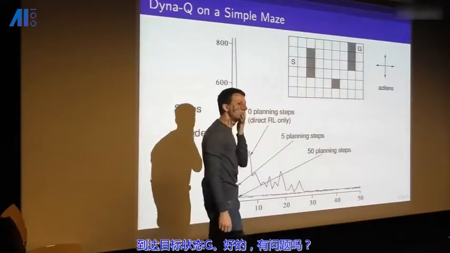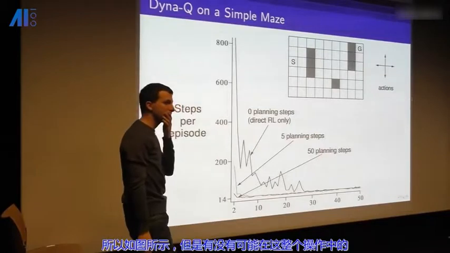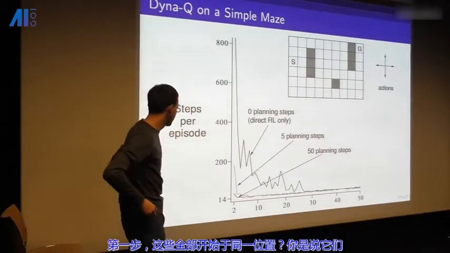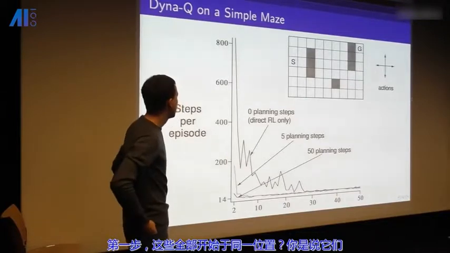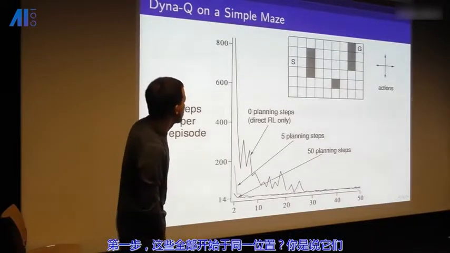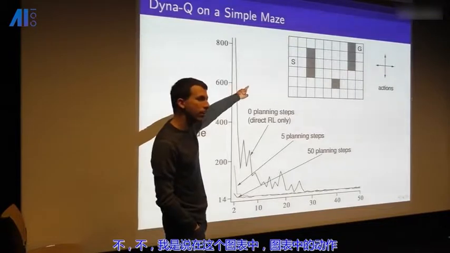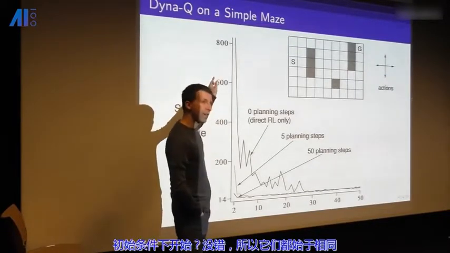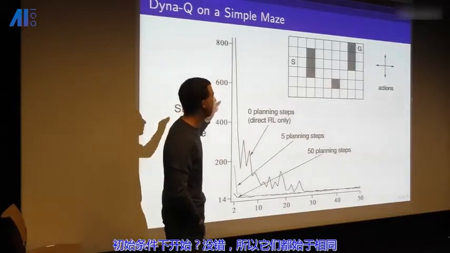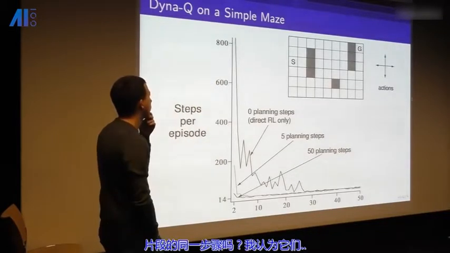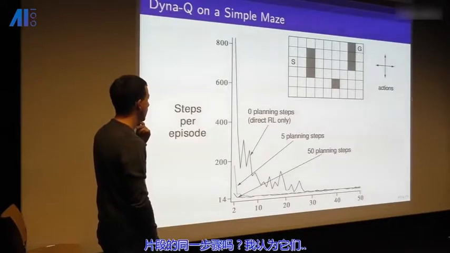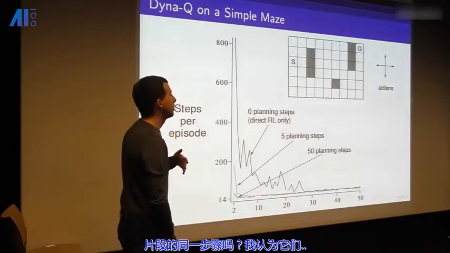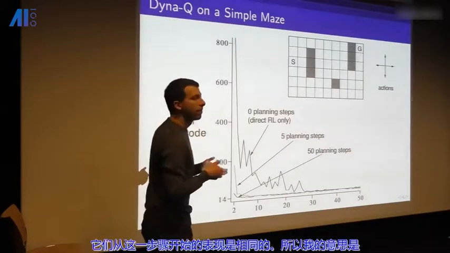Yeah, question? It's not actually shown on the graph, but would it be the case that in step 1 on the x-axis, these would all start in the same place? You mean do they all start from S? No, I mean on this graph, the x-axis starts from... Do they all start with the same initial conditions? So they all start with the same steps per episode? I think they would all... They all perform the same?